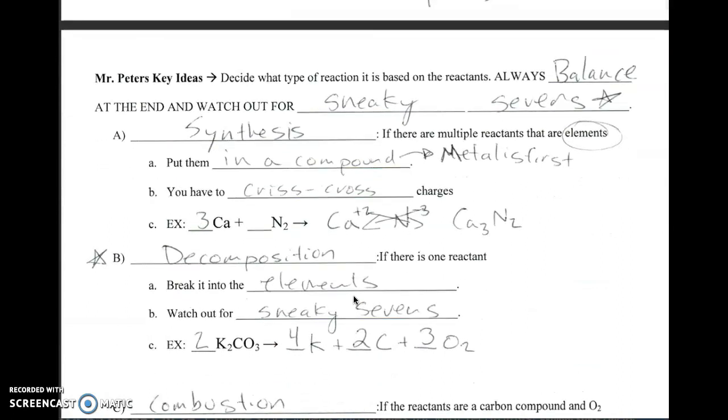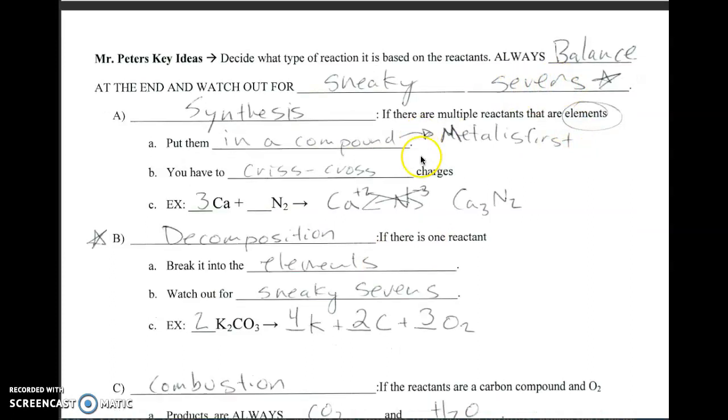So the first step is always decide what type of reaction you have based on the reactants. Decide first, because that's going to determine how you write your products. And then you always balance at the end and watch out for sneaky sevens. That's an N, not an R, not severs, sneaky sevens.